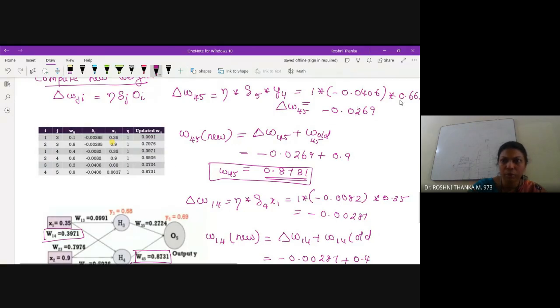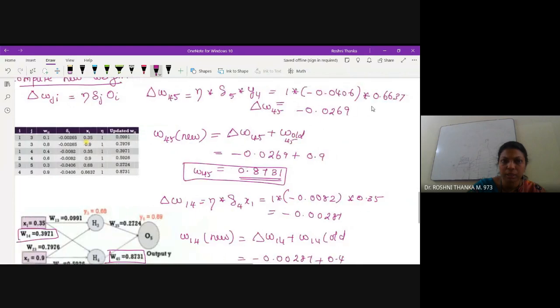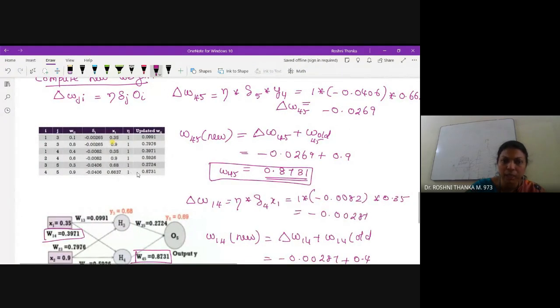From Y4, so here 0.6637, so that is here, and the learning rate. So this step we completely did. For this 4, 5, we completely did it. Similarly for 1, 4 also we did it. So we know what is the old weight, and this is the error which we found, and this is the input value, this is the learning rate.